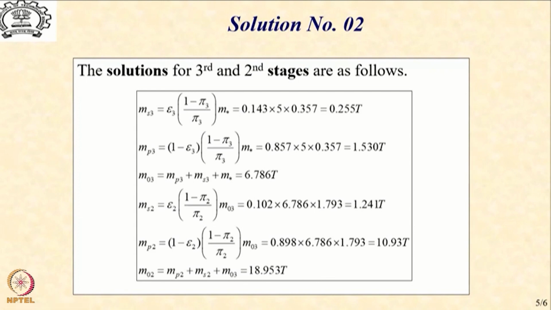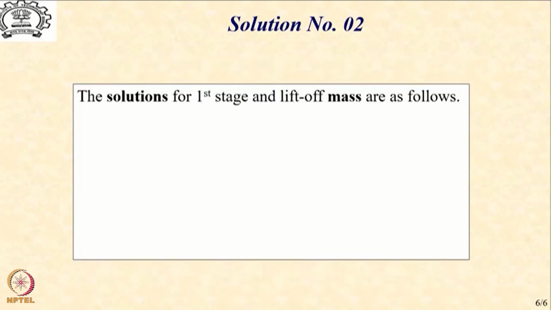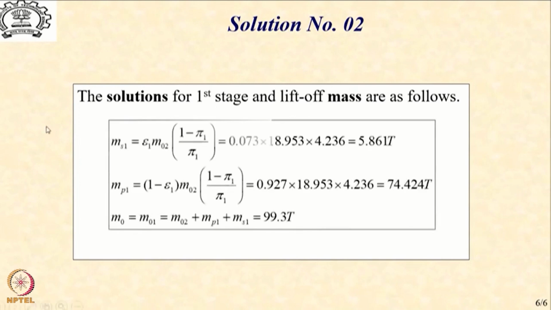Now we repeat the same process for the first stage as follows. So for the first stage, again we assume M02 to be the payload for the first stage, and based on that we get the structural mass of the first stage as 5.861 tons and the propellant mass of the first stage as 74.424 tons.